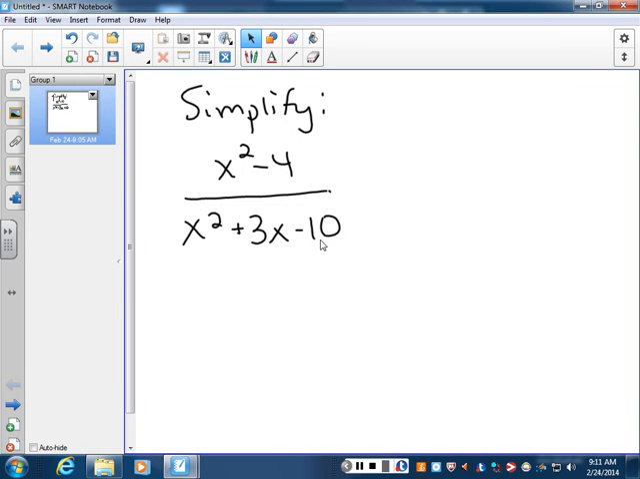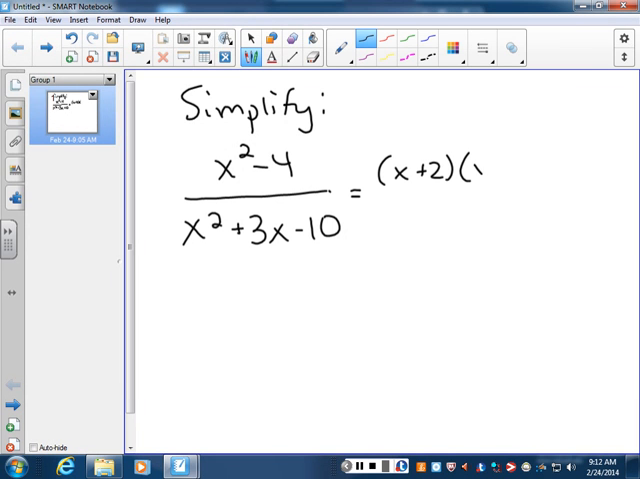Or what are my factors for x squared minus 4? X plus 2, x minus 2. What's that type of factoring called? Perfect squares. Difference of two perfect squares. That's x plus 2, x minus 2.